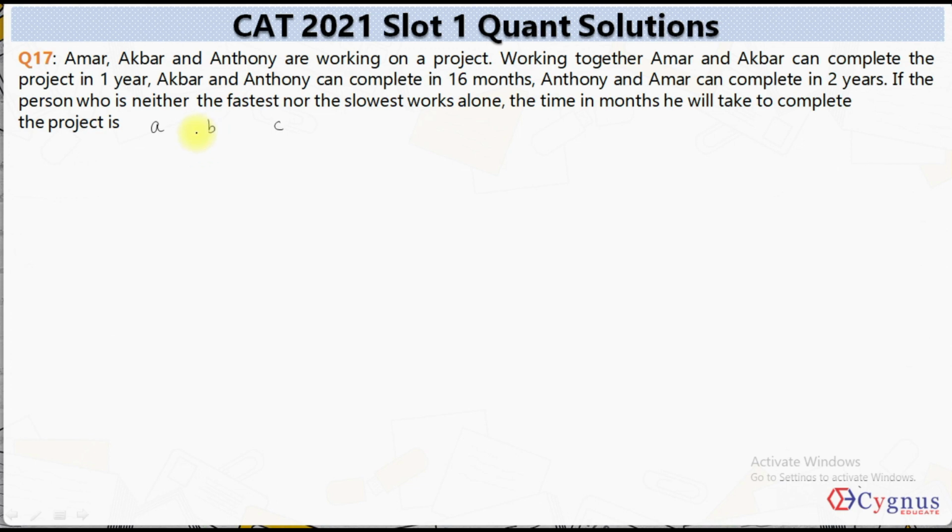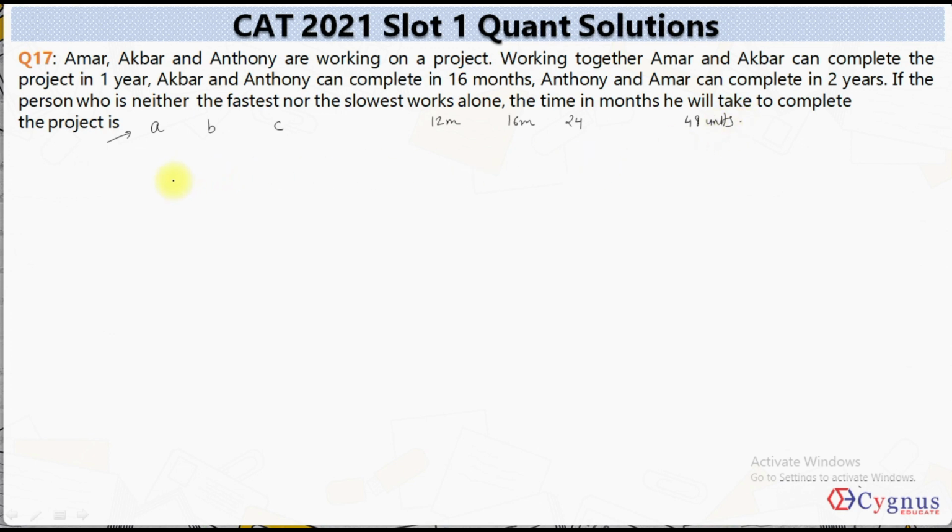Okay, what's the total work here? I'll assume this is the work done by them, and let's convert all these values in terms of months. Amar and Akbar can finish the whole work in 1 year, that means 12 months, while Akbar and Anthony can finish the work in 16 months, and Anthony and Amar can complete that in 2 years, that is 24. So let's take the LCM of these three values, 12, 16 and 24, that is 48. So let's assume that the total work is 48 units.